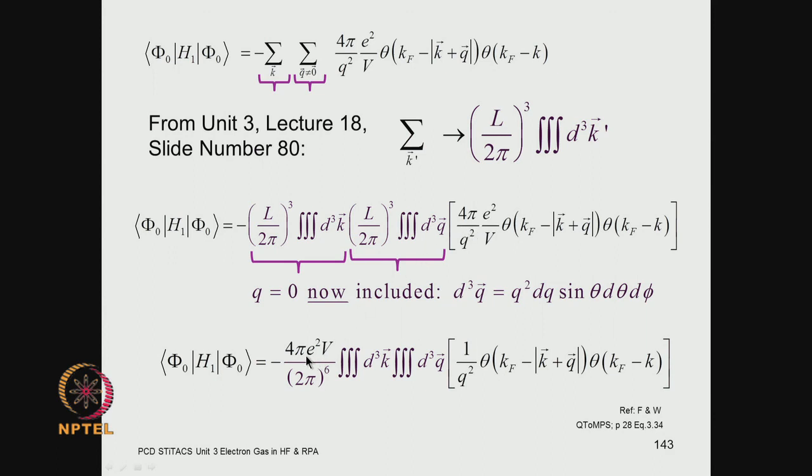So you have got 4 pi e square V over 2 pi to the 6th, then you have got integration over k, you have got integration over q. You do not have to worry about q going to 0, which is included in the volume of integration, and then you have got the product of the two Heaviside step functions.